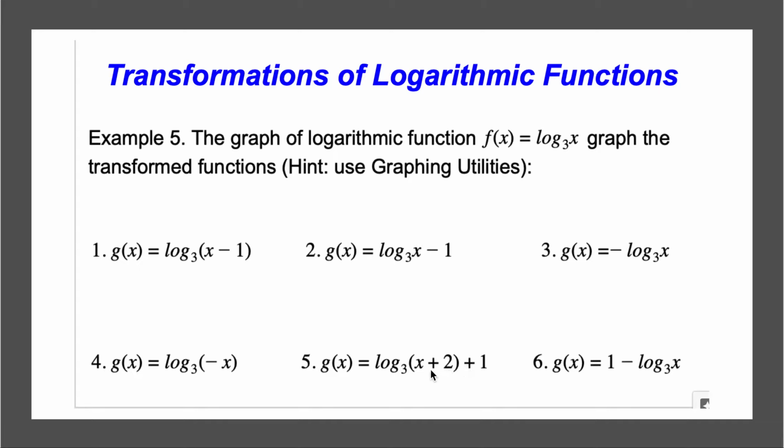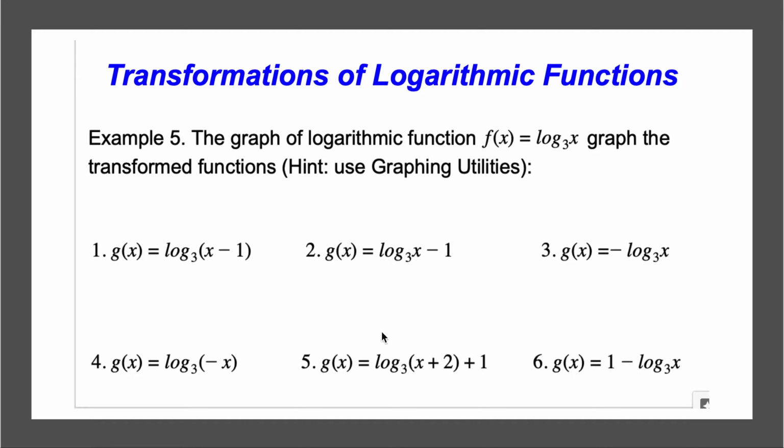And number 5, g of x, log base 3 of x plus 2, plus 1. In this, we are going to have a horizontal translation of 2 units to the left and 1 unit up. And in function 6, g of x is equal to 1 minus log base 3 of x. In this case, we are going to have a vertical translation of 1 unit up, and then this function is going to be reflected over the x-axis. So f of x is going to be reflected over the x-axis.